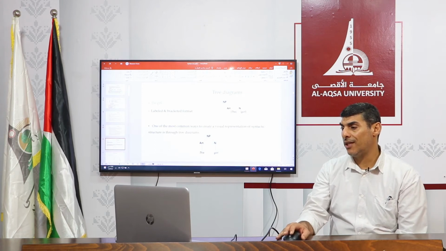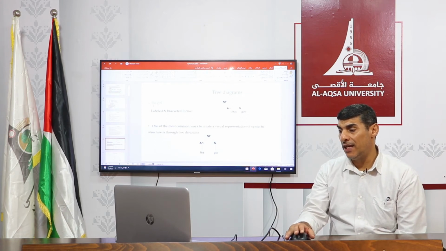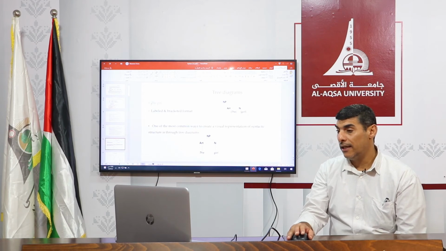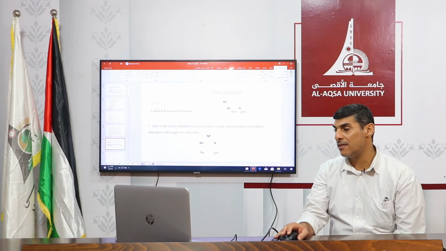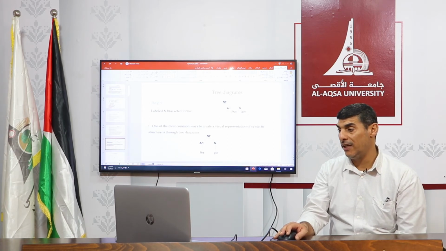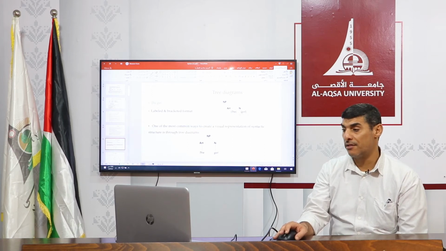So we have a tree diagram here. We have the noun phrase, the girl. Remember this tree diagram. We have noun phrase, so we have this article, the determiner, and we have the noun, that is the girl. I just explained this on the board.